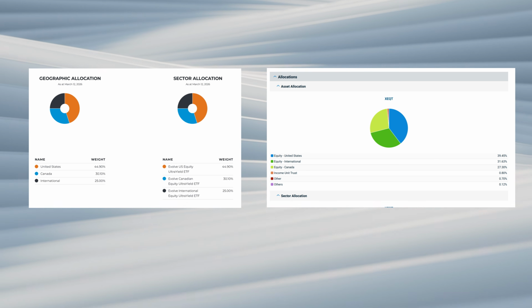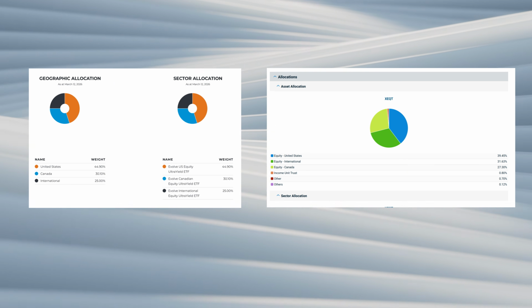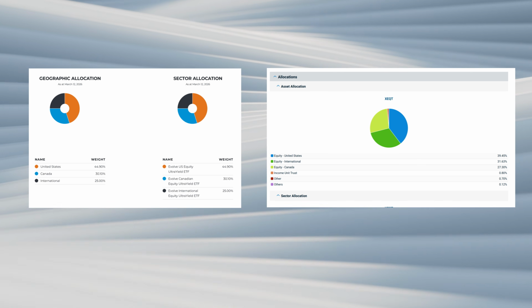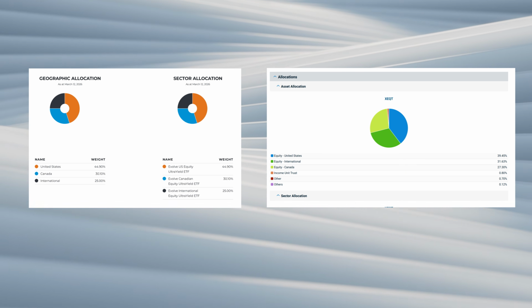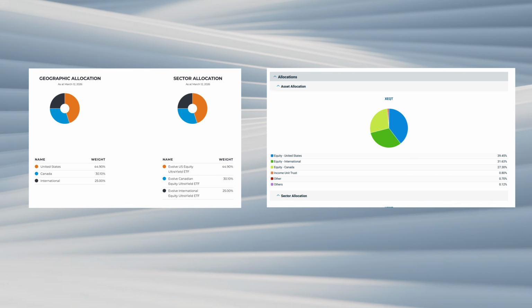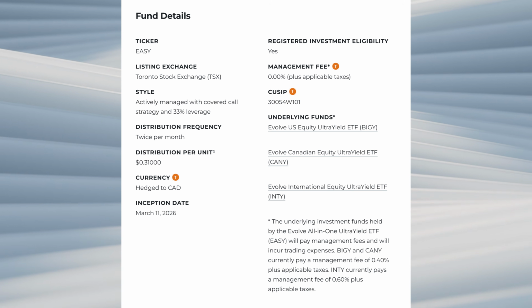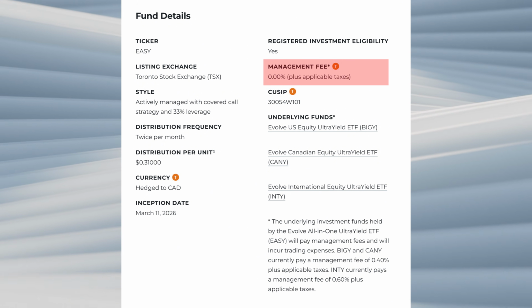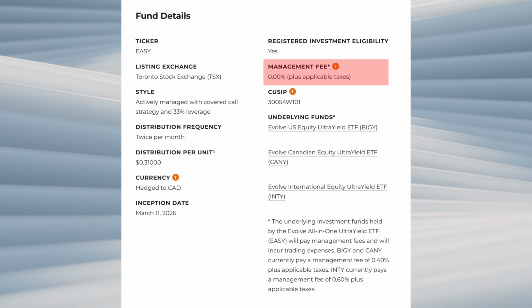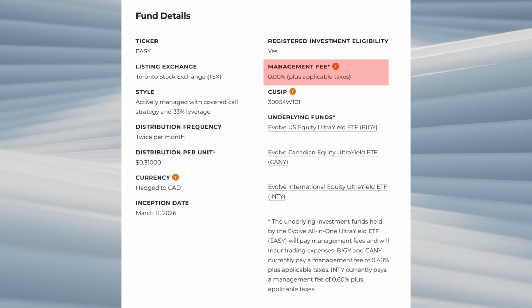This setup is largely what I expected. In terms of weight distribution, it's very similar to XEQT. The US takes the lion's share, followed by Canada and then an international allocation. However, as an all-in-one product, there are a few technical details you should notice. First, EASY itself doesn't charge an additional management fee. The fees are collected by the 3 underlying ETFs, which avoids double dipping.